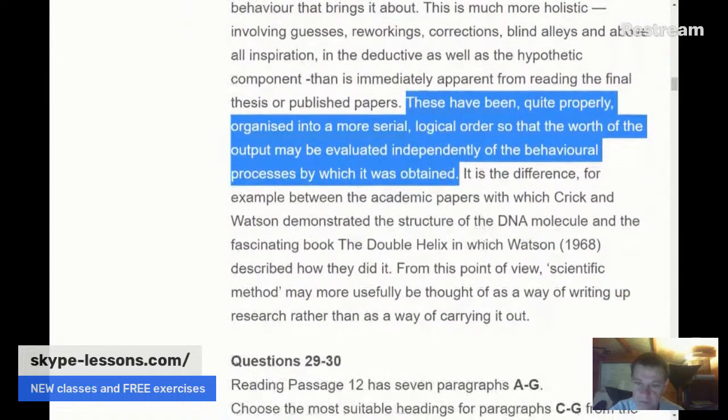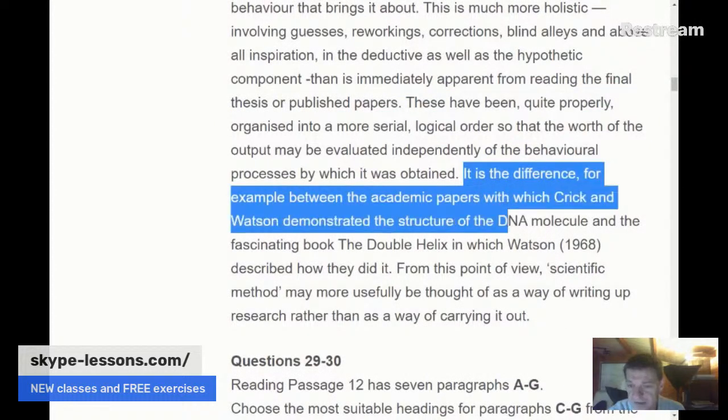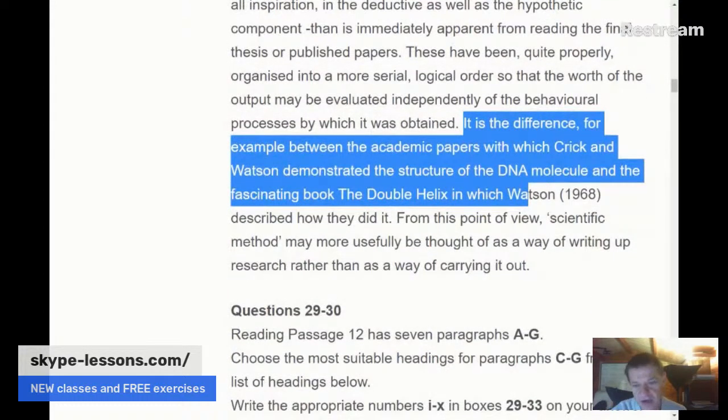So here we're starting to talk about how the hypothetico-deductive method is used to evaluate the experiment, but we don't include the behavioral processes like inspiration, which can't be included, for how you came up with the hypothesis. And now we go on to how it's reported, because look at this. It is a difference, for example, between the academic papers with which Crick and Watson demonstrated the structure of the DNA molecule and the fascinating book, The Double Helix, in which Watson described how they did it.